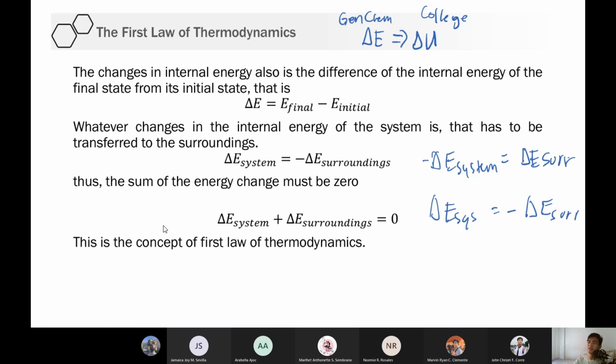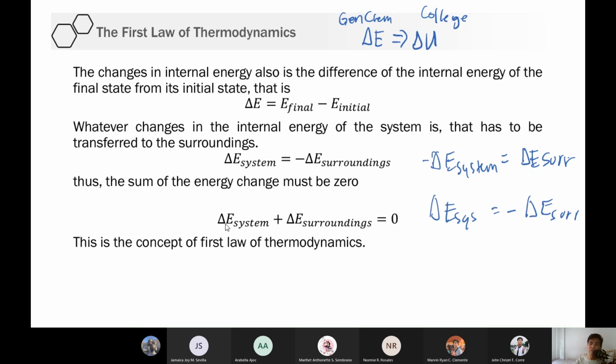So, explain natin bakit ganyan yung equation. Negative sa system kasi siya yung maglalabas. Positive sa surrounding kasi siya yung tatanggap. Positive sa system kasi siya yung tatanggap. Negative sa surrounding kasi siya yung magbibigay. Okay? So, kumbaga, magba-back and forth lang yung energy sa kanila. Okay? So, kaya naging ganito yung equation.